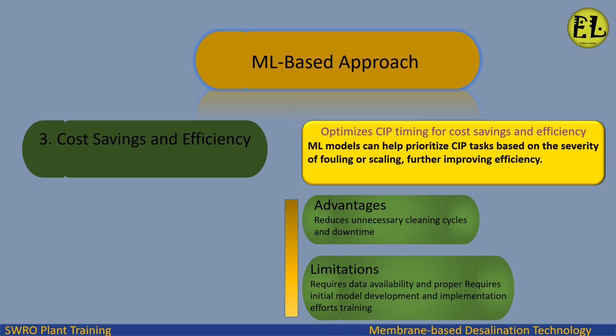Cost savings and efficiency: by optimizing CIP timing, the ML-based approach can help minimize unnecessary cleaning cycles and reduce downtime. This leads to cost savings in terms of energy consumption, chemical usage, and maintenance efforts. Additionally, ML models can help prioritize CIP tasks based on the severity of fouling or scaling, further improving efficiency. Limitations: requires initial model development and implementation efforts.